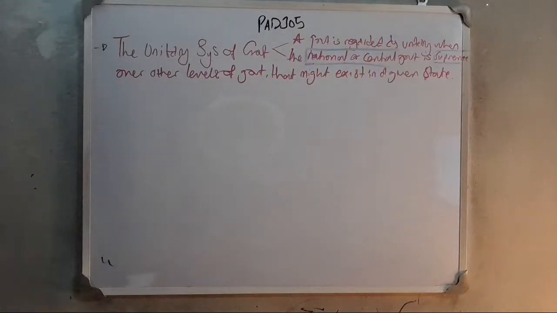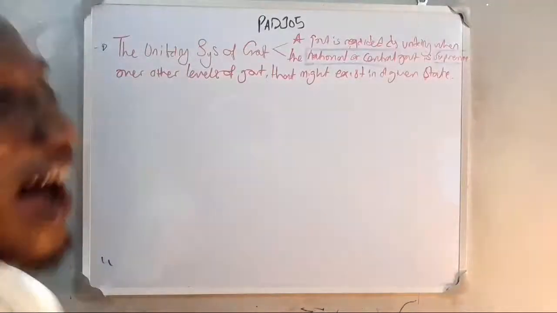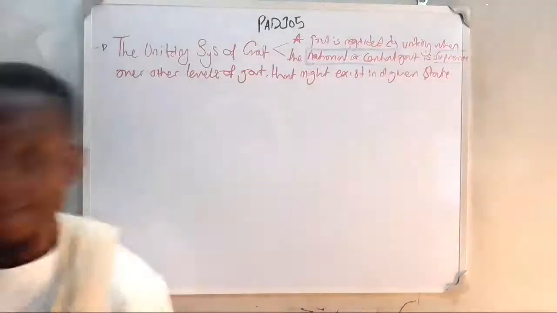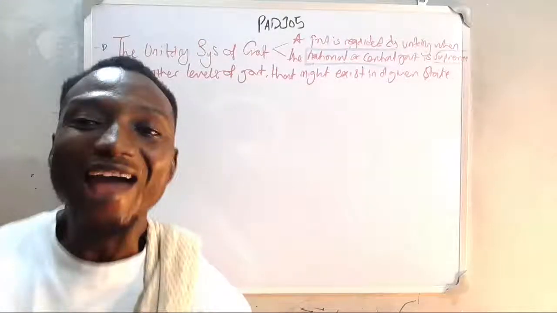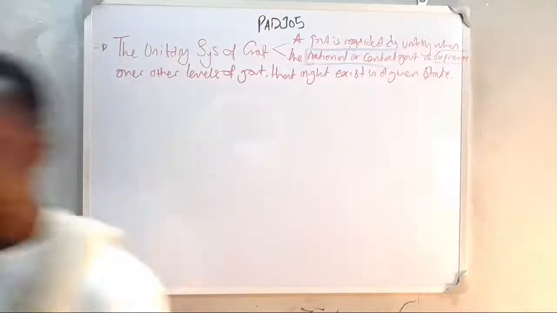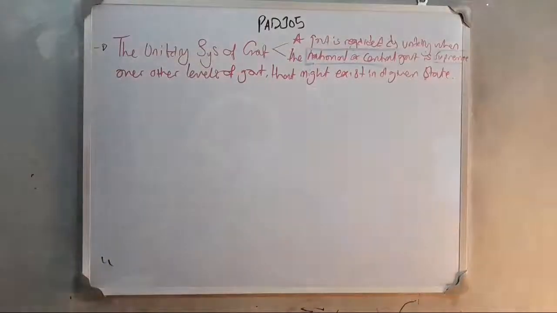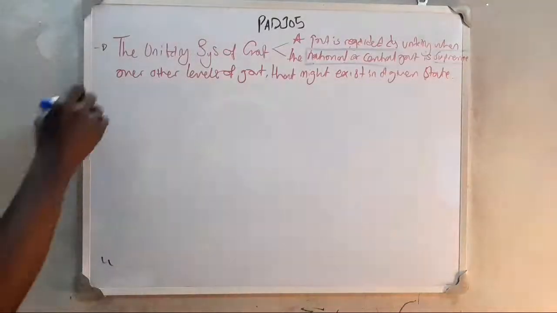Now, we can also see the unitary system of government as a type of government whereby the central government has, operates or exercises total legal rights.